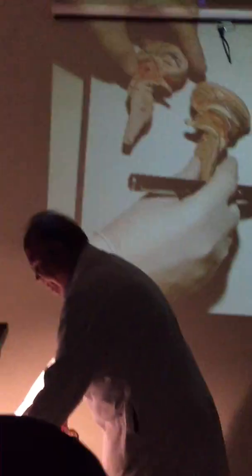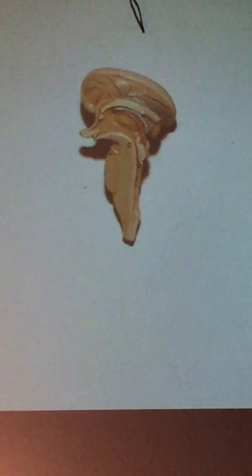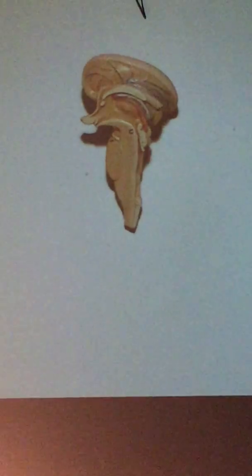Now here, this is your brain stem. This is the brain stem. You can see it better that way. On the middle side, this is the midbrain. This is the pons, and this is the medulla oblongata. Midbrain is here, pons is here, medulla is here.